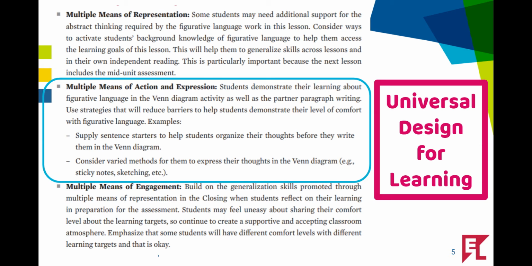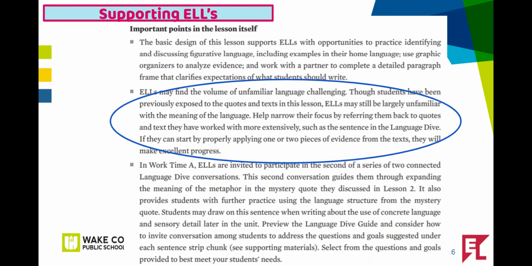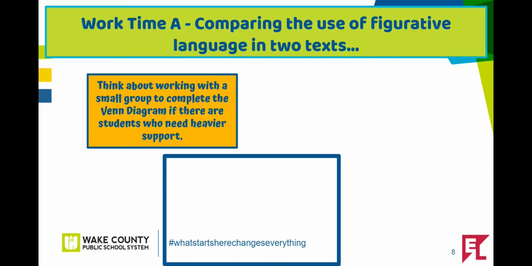For example, supply sentence starters to help students organize their thoughts before they write in the Venn diagram. ELLs may find the volume of unfamiliar language difficult. Refer back to quotes they have used throughout this unit in the language dives. If they can start by properly applying 1 or 2 pieces of evidence from the text, they will make great progress. Some of the vocabulary you taught in Module 1 and Lesson 2 from yesterday will be in this lesson. Review the meanings by referring to the class word wall. Many of these words will be taught when you instruct and model the writing.